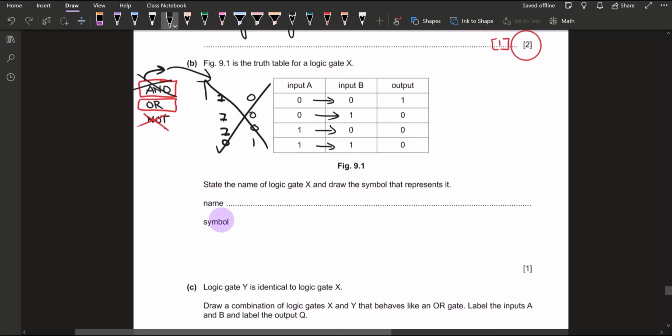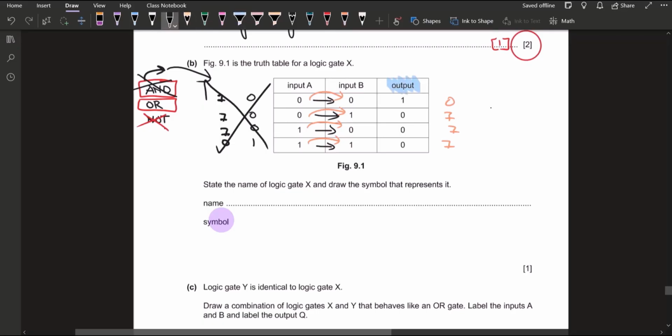Now we have to use the OR gate. So we can use the OR gate here. 0 or 0 should be 0, 0 or 1 should be 1, 1 or 0 should be 1, and 1 or 1 should be 1. And we can see the output here is completely opposite of what we are getting for the OR gate.